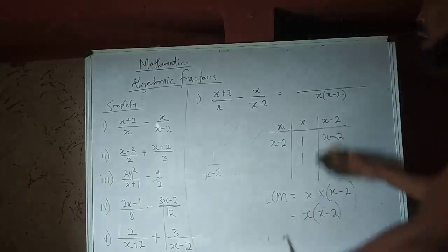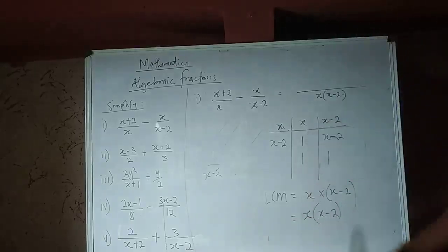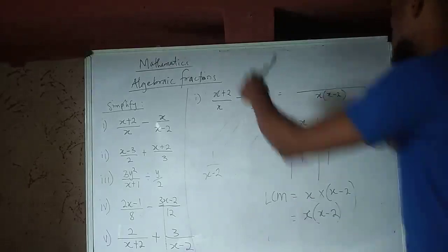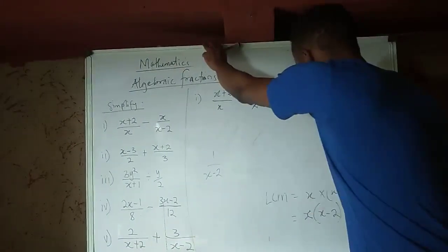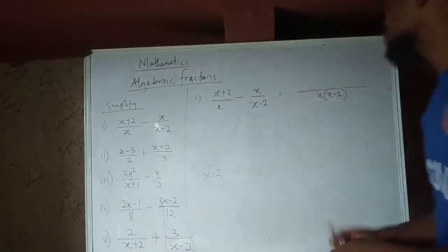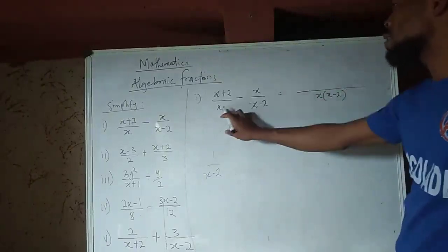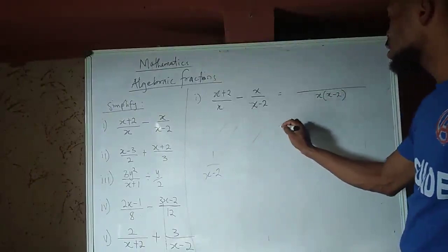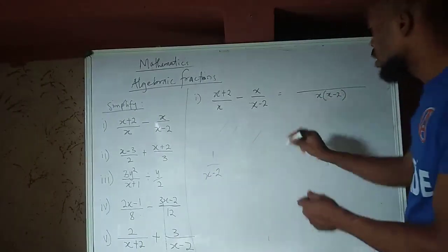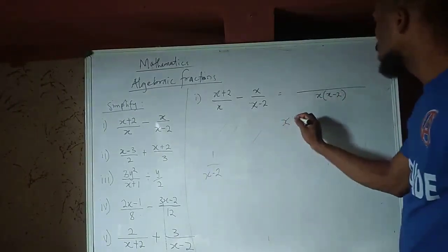Since I'm done with this, I will clean it. If you did not understand this, I told you, you can play the video again. Alright, so what do we do now? So x times x minus 2, that's the LCM divided by this. My marker is about fading.